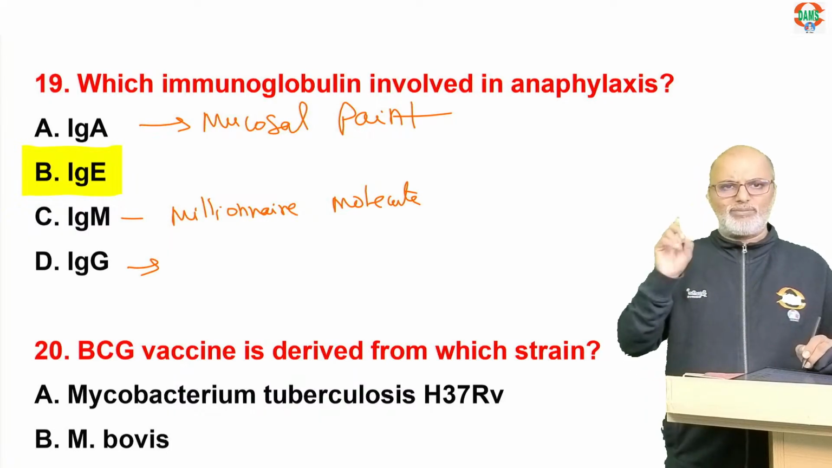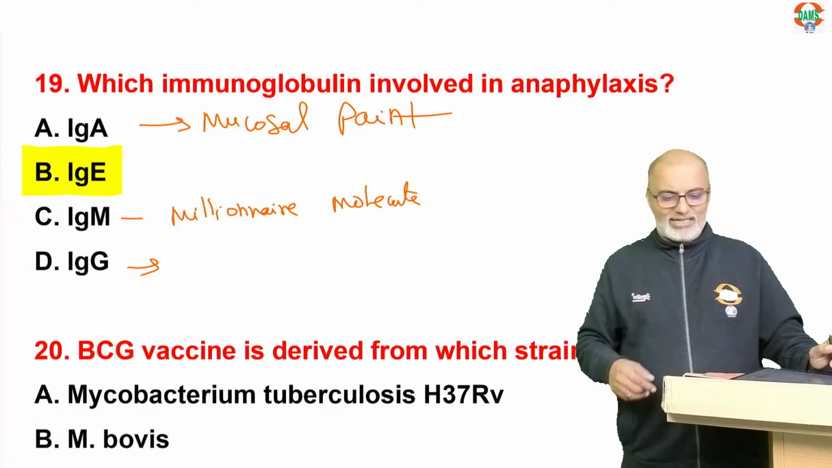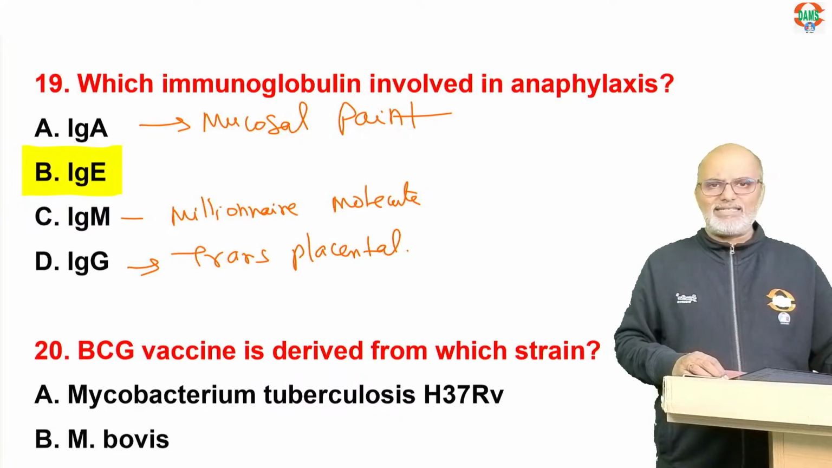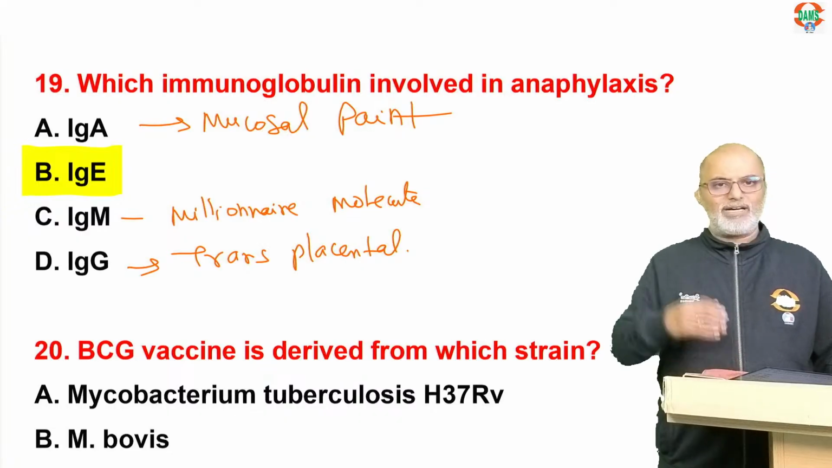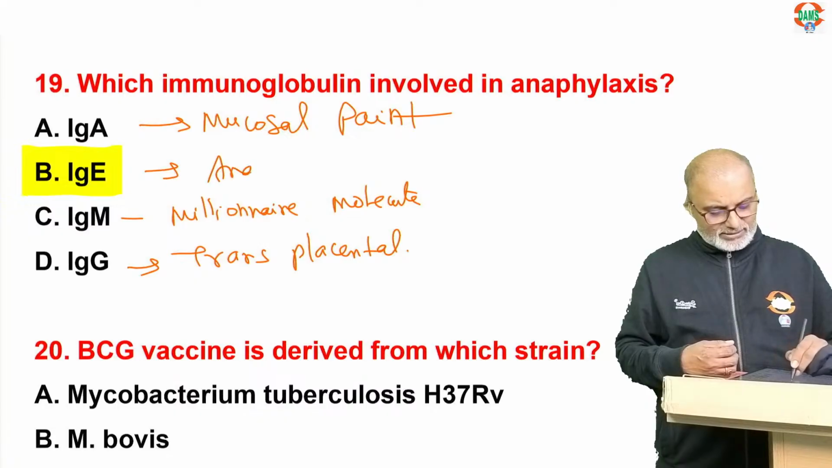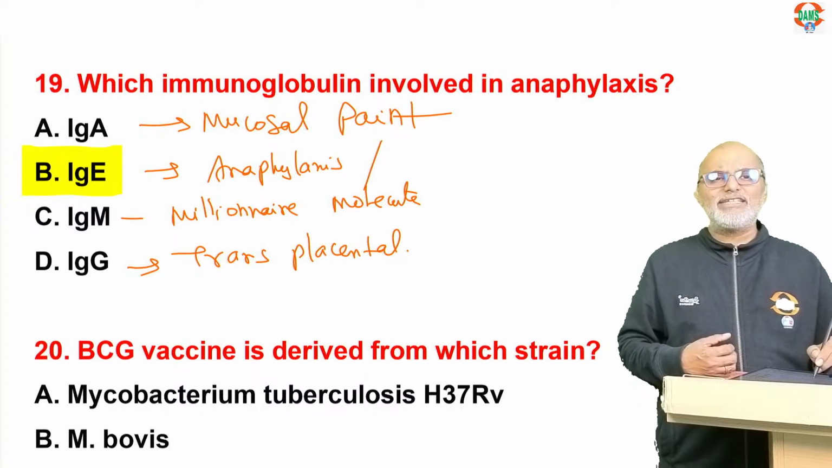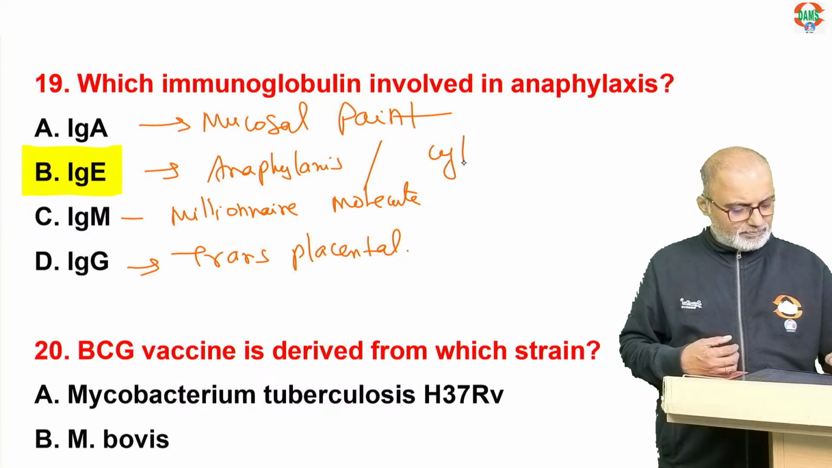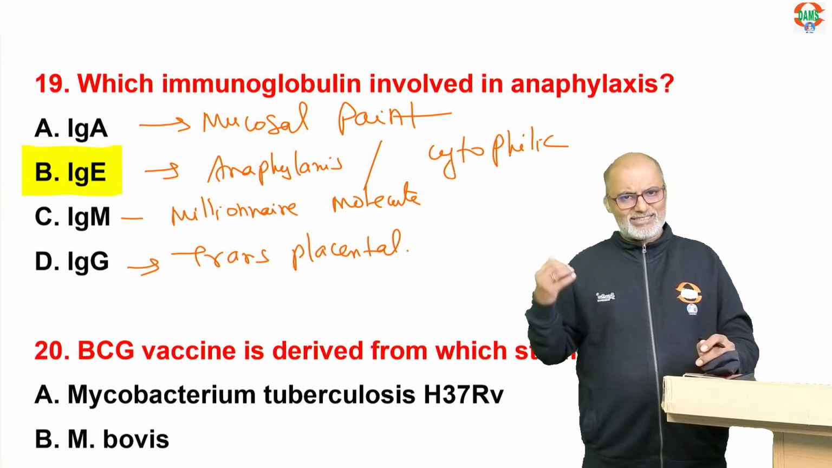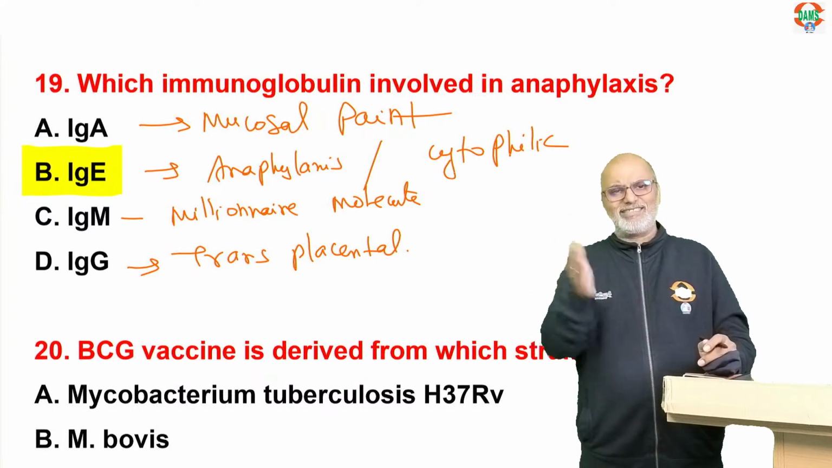IgG is the one and only immunoglobulin that crosses the placenta. Transplacental transmission, mother to child. IgE is involved in anaphylaxis. It is otherwise called cytophilic antibody. So one question they asked in INEET was based on that trend, so they may ask some questions from immunoglobulins.